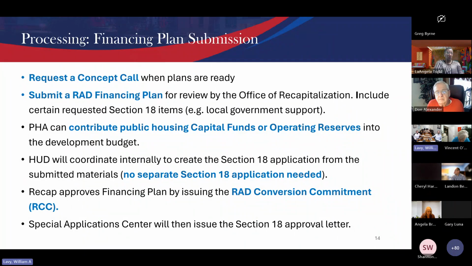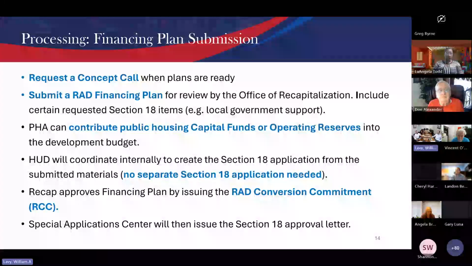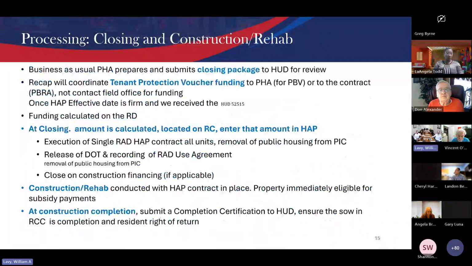And then after we issue the conditional approval, you'll work with the closing team, right? And you'll have around 60 days, give or take, to submit that closing package, get it reviewed, and convert. Again, this is an internal measure. We now coordinate all the tenant protection voucher funding. Take it from here. Thanks, John.